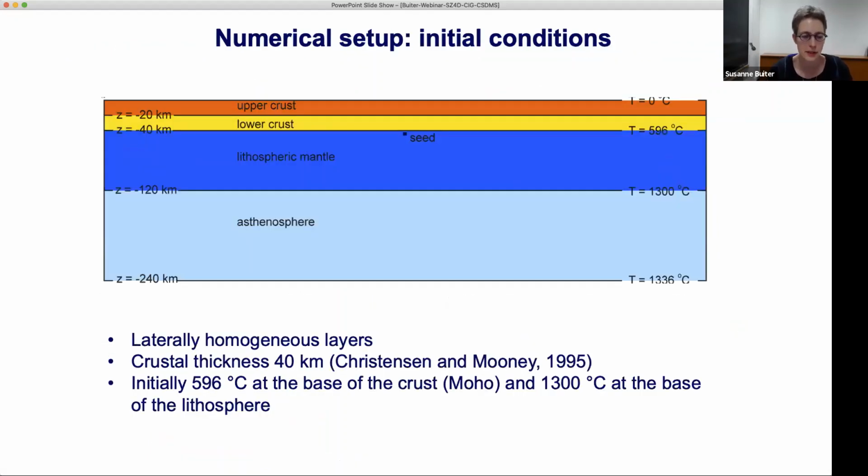So I will first need to step you through some of the details in my numerical model setup. I will show you models that are initially 240 kilometers deep and 800 kilometers wide. So they consist of a crust in orangey and yellow that's 40 kilometers deep initially. And the 40 kilometers is based on a global compilation of Christensen and Mooney. And initially the Moho temperature is about 600 degrees centigrade. The lithosphere is at 120 kilometers, initially at 1300 degrees centigrade, and these are all very standard values.